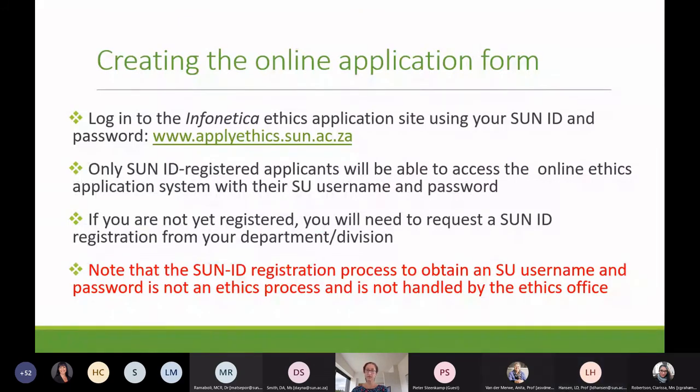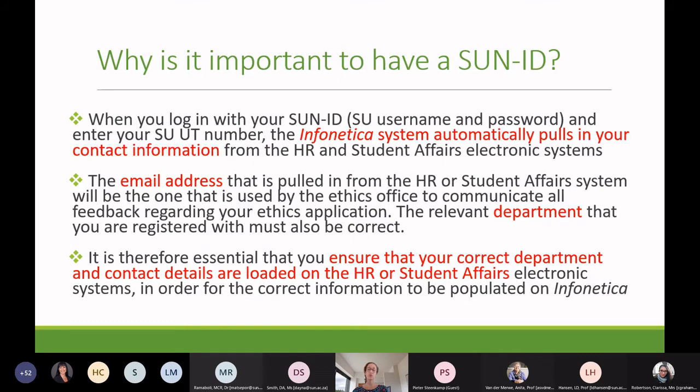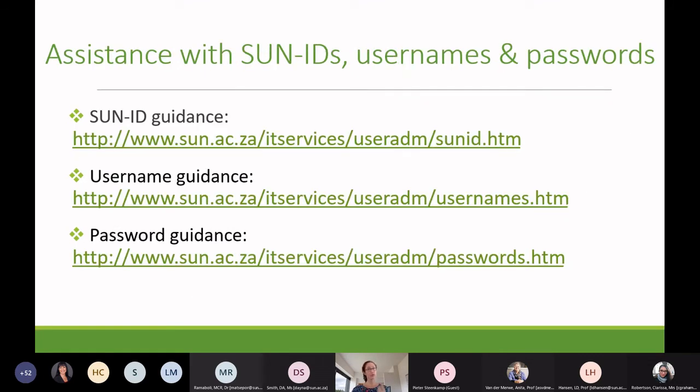I'm not going to go into a lot of detail about this Sun ID stuff because I'm assuming you all have it, but as I said, it's really important that you ensure that you have one, and that's not an ethics office process. So if you don't and you need to apply for one, that's your department or division's responsibility to help you with that. It's not an ethics office thing that we can help you with. However, we do have a lot of guidance available on the ethics sites to direct you to where you need to go if you are struggling with getting a Sun ID.